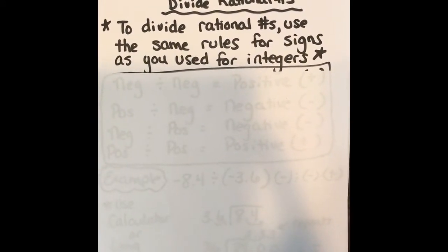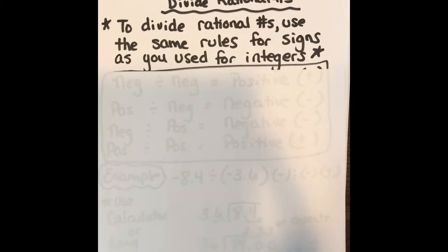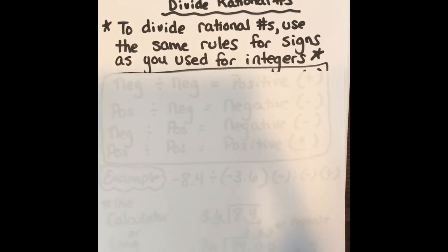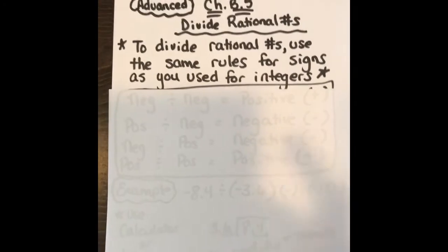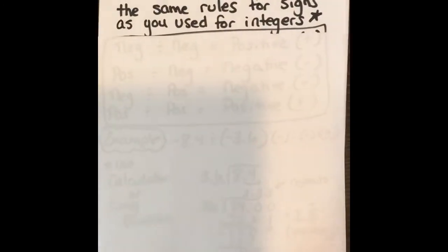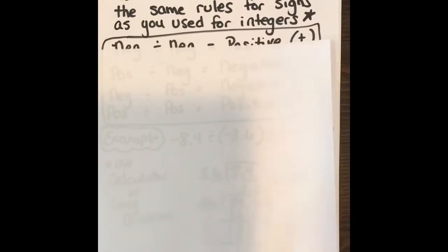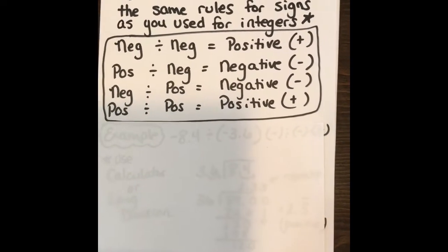So when you're dividing rational numbers, you're going to use the same rules for signs as you used for integers. So you're going to have positives and negatives, and you've got to figure out if the answer is going to be positive or negative. So make sure you write these down.